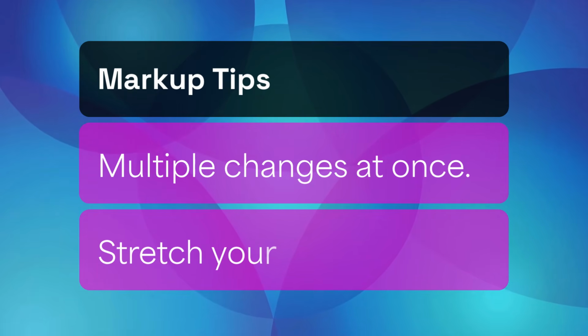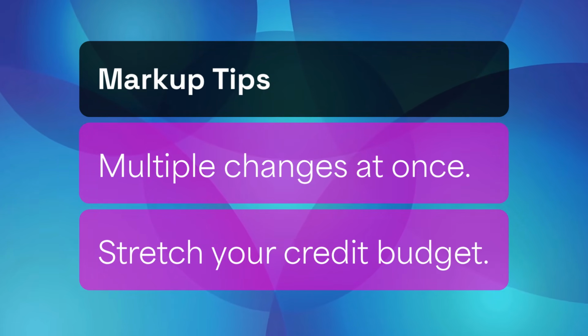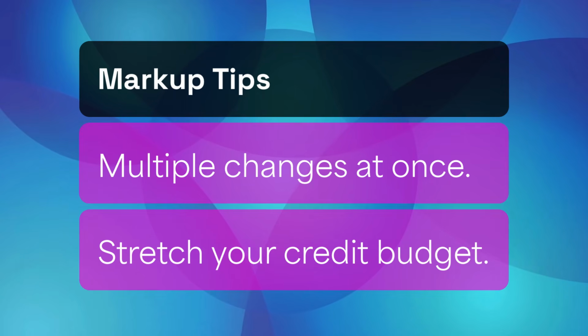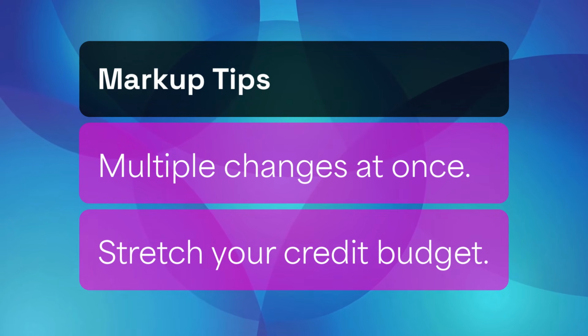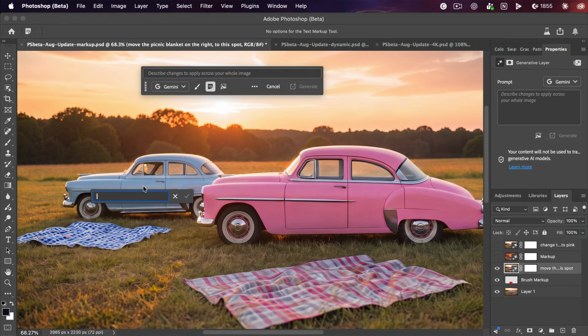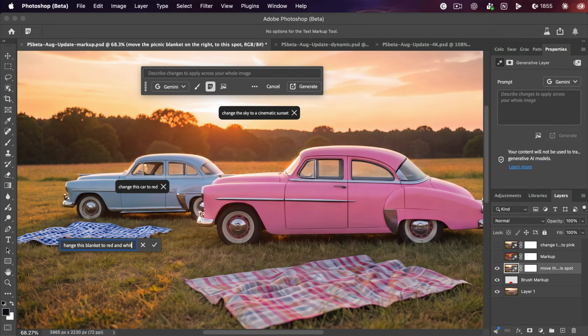So if you've got a handful of edits that you want to make to the same image, batching them into one markup pass is the smart way to stretch your budget. Let me stack up a bunch of changes on that picnic scene. I'll mark one of the cars and note that I want its color changed, and I'll add a note up in the sky for a more dramatic sunset. Then I'll change a blanket's color and add a picnic basket.